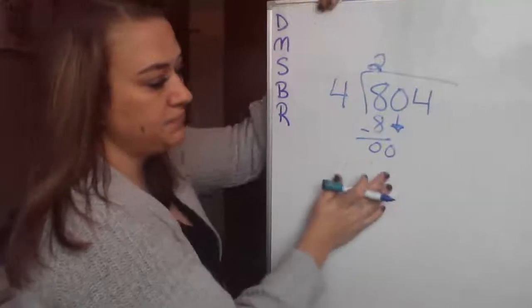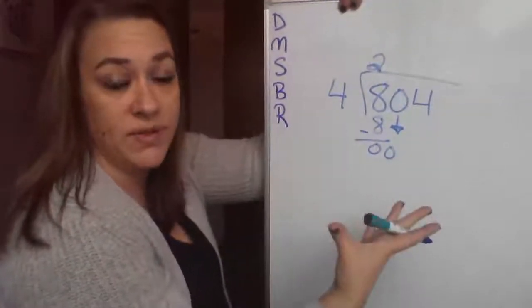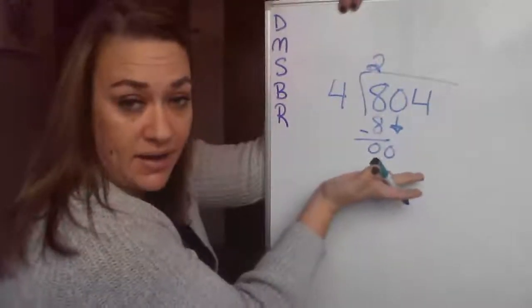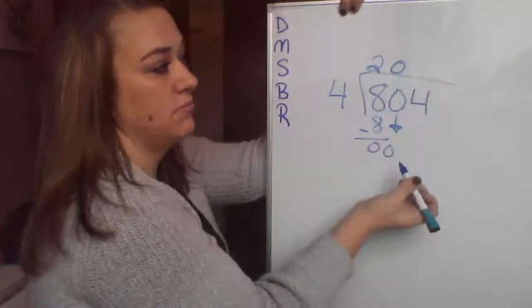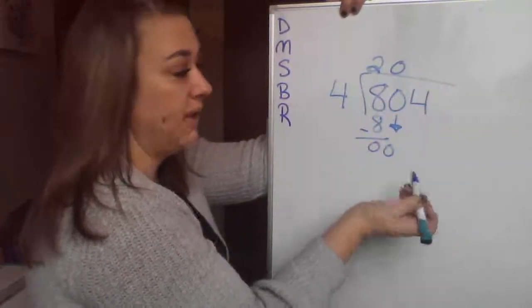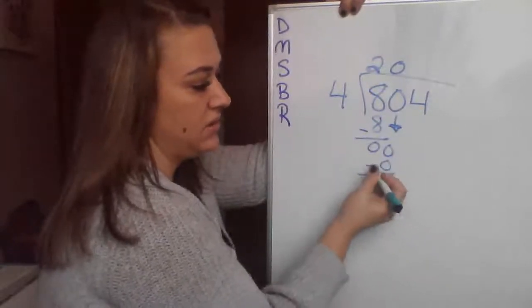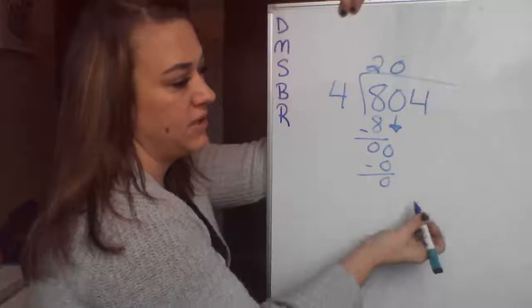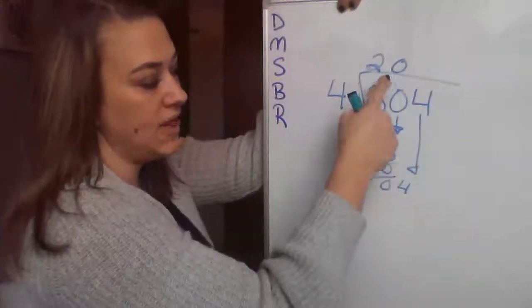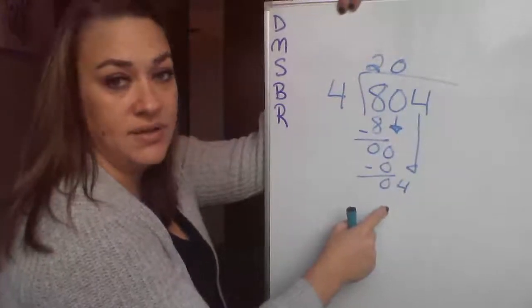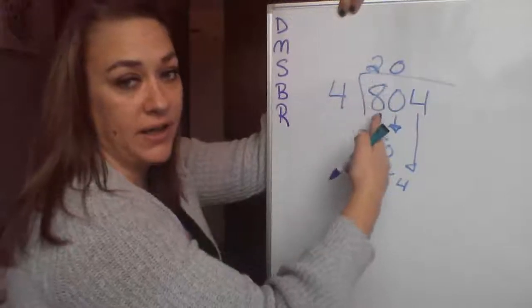If I have 0 divided by 4, well, I can't make any groups of 4, right? I don't have anything to make. So 0 divided by 4 is 0. 4 times 0 is 0. You subtract 0. So there's lots of zeros, but it's important because it's going to put my answer to my ones in my ones place. And if I didn't do that, I would read this number incorrectly.